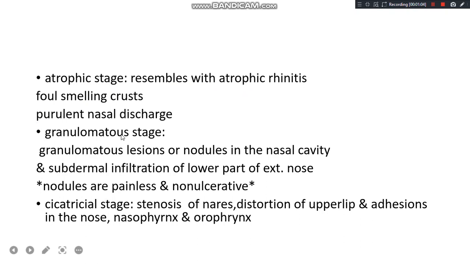And then we have the granulomatous stage. As the name suggests, there will be granulomatous lesions or nodules in the nasal cavity, and there will be subdermal infiltration of the lower part of the external nose. Now remember here the nodules are painless and non-ulcerative. Now the third stage is the cicatricial stage where there will be stenosis of nares, which means narrowing of the external nares, and then distortion of the upper lip and adhesions in the nose, nasopharynx and oropharynx.